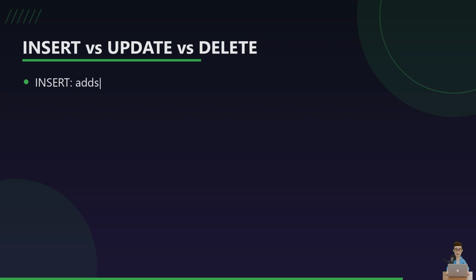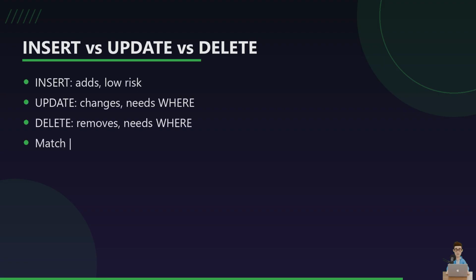Clean. Let me line them up side by side. INSERT is the gentle one. It only adds and rarely breaks anything already there. UPDATE and DELETE both carry that same sharp edge, the missing WHERE, so they demand more respect. My honest take, UPDATE is the most underrated danger of the three, because a bad DELETE is obvious but a bad UPDATE hides as wrong values you might not notice for weeks.